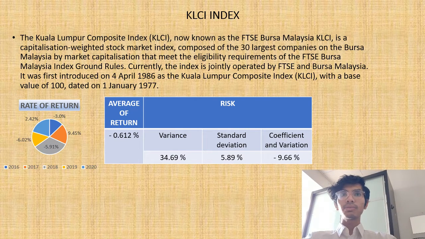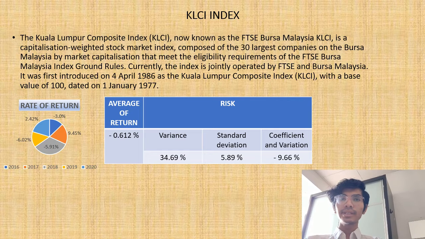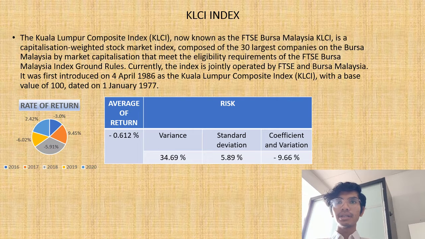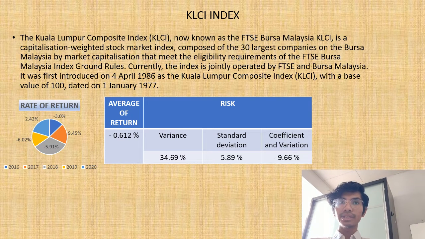The Kuala Lumpur Composite Index, and the short form is KLCI, now known as the FTSE Bursa Malaysia KLCI, is a capitalization weighted stock market index composed of the 30 largest companies on the Bursa Malaysia by market capitalization that meet the eligibility requirements of the FTSE Bursa Malaysia Index Group rules. Currently, the index is jointly operated by FTSE and Bursa Malaysia.